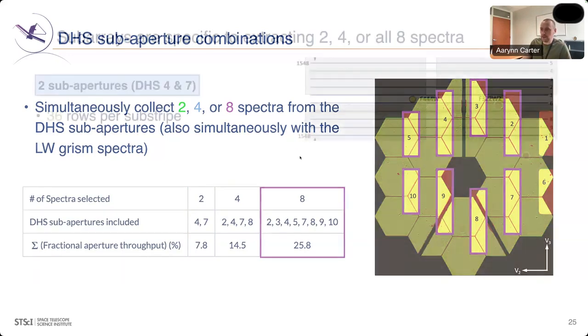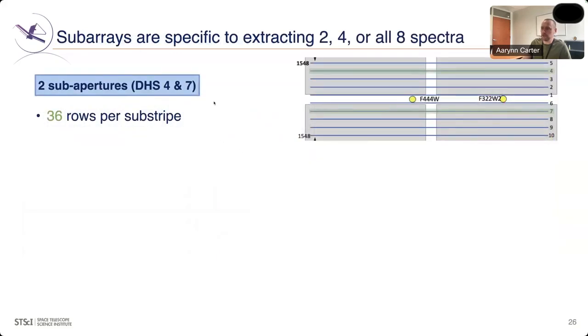So what does that look like? Well, it might be a little bit counterintuitive to what you expect. Because we're picking the apertures based on their signal to noise and not their position on the detector, the readout can change a little bit. So in this case, the 2 sub-apertures, we read out DHS 7, which is just at the top of these bottom 2 detectors, and we read DHS 4 with about 36 rows per substripe.